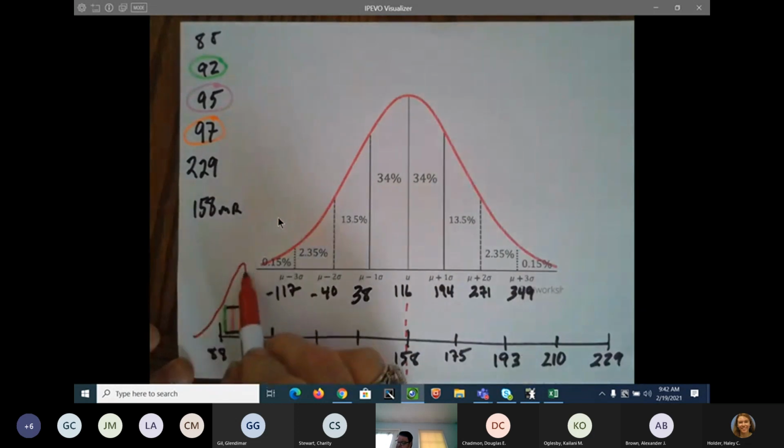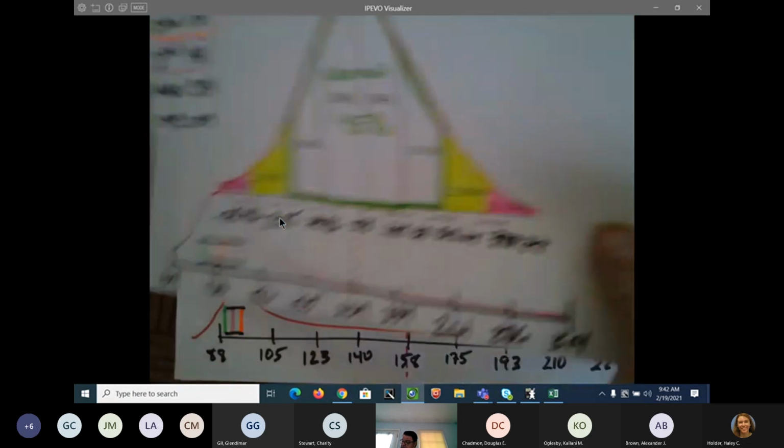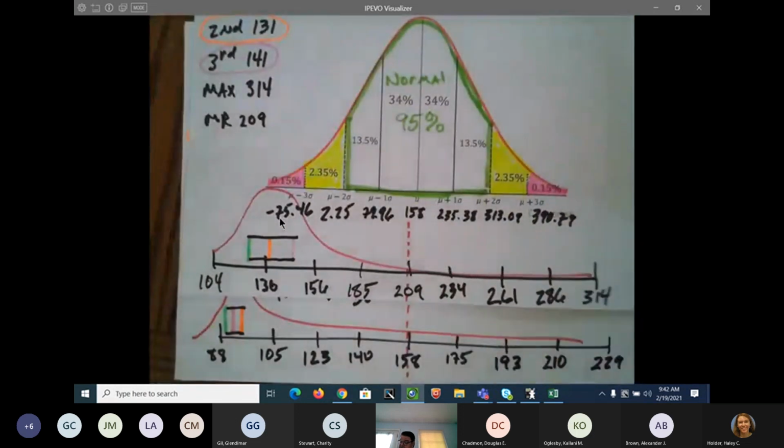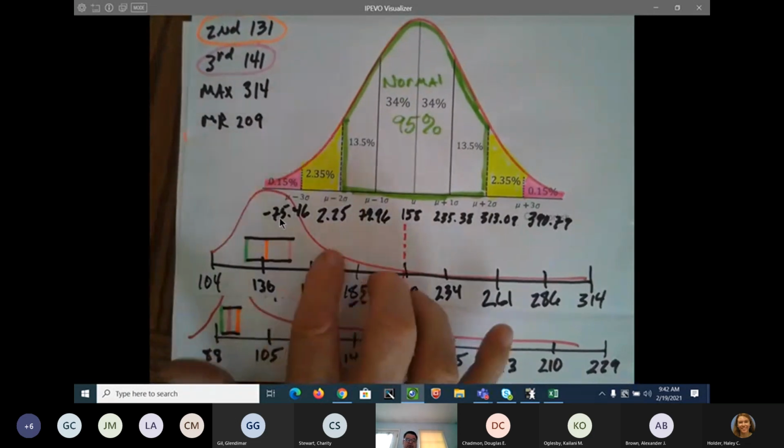And you can see that if you compared the two, you see that the second batch is more skewed than the first batch.